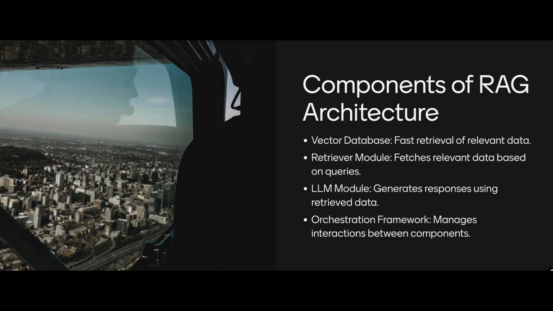The retrieval module fetches the relevant data from the vector database based on the user query. The LLM generates the response using the retrieved data and its own knowledge from training. Orchestration frameworks manage the interaction between the components like the vector database and LLMs.